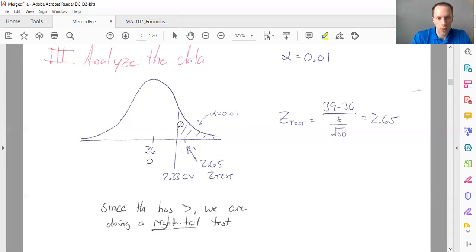So what I do is I will shade 1% of the area in the right tail here. Now I'm shading in the right tail because we have the greater than sign in the alternative hypothesis, which means we're looking for the average to be greater than 36.